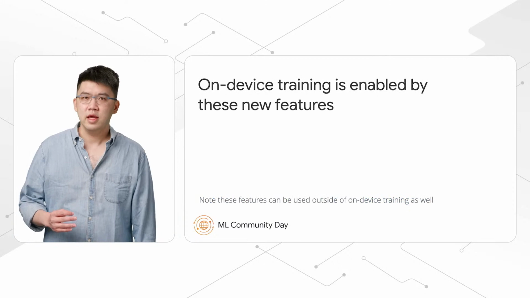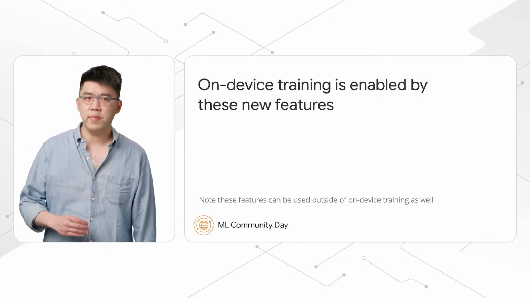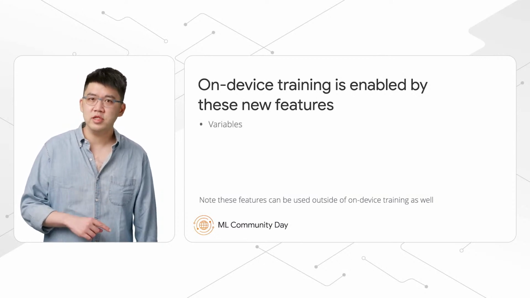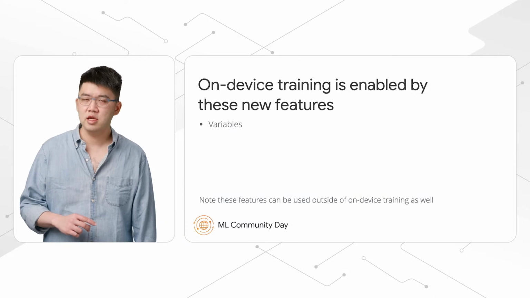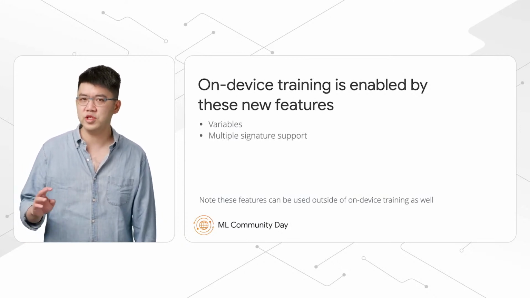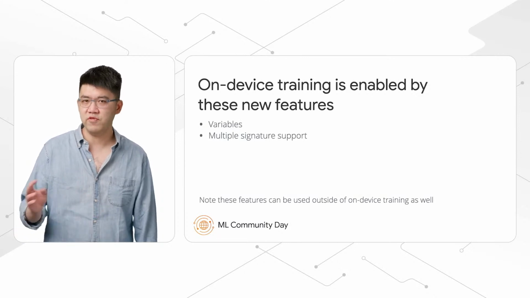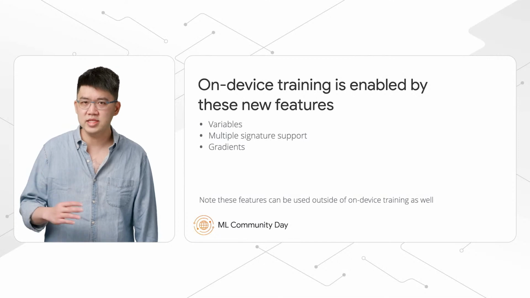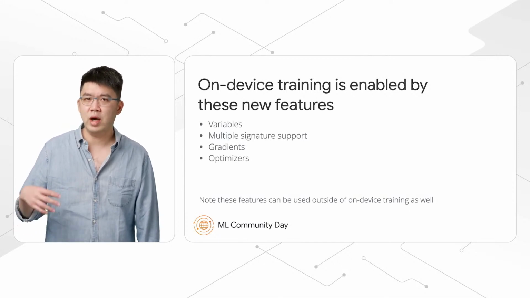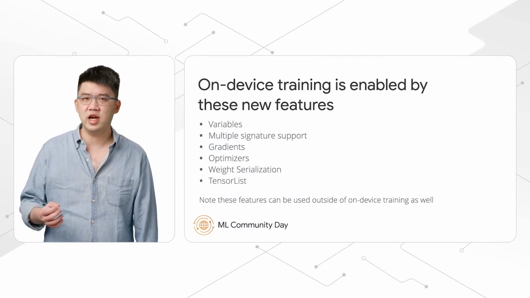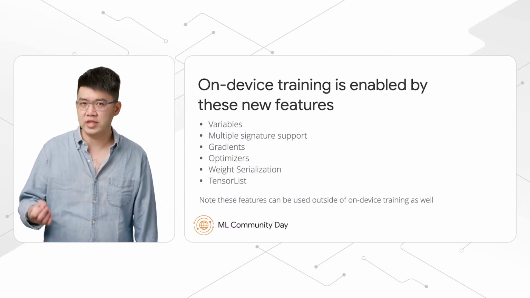In detail, the on-device training is supported by implementing a bunch of low-level features. For example, we supported variables to be able to store trainable weights. We supported multiple signatures to be able to run different functionalities like training and inference. We supported gradients for computing the backward path and optimizers to update the weights. The nice thing is many of these features are useful outside of the on-device training as well.